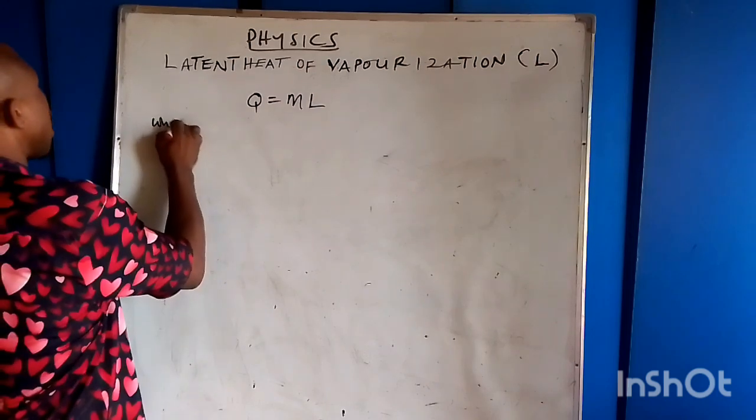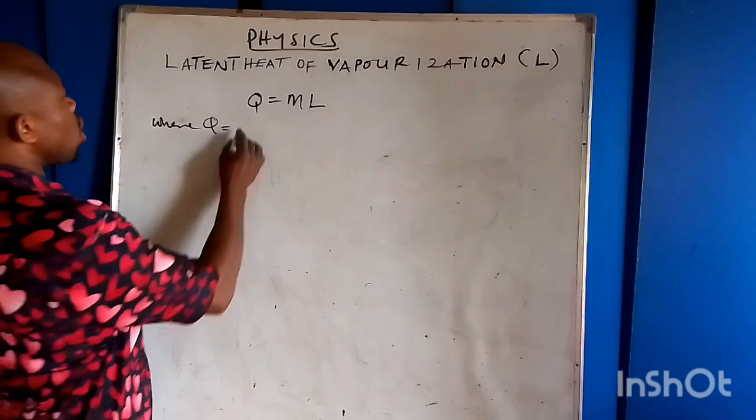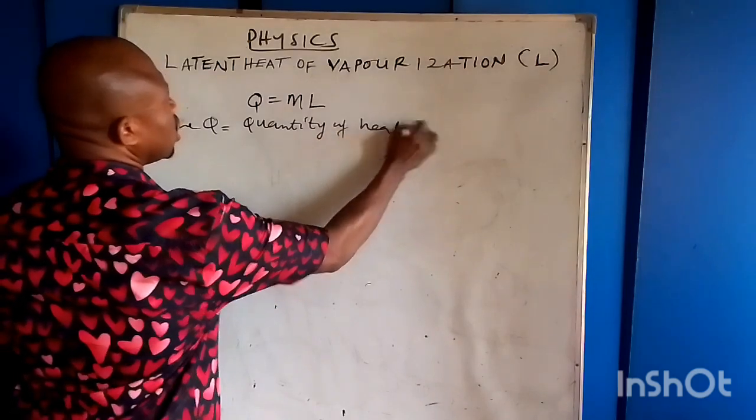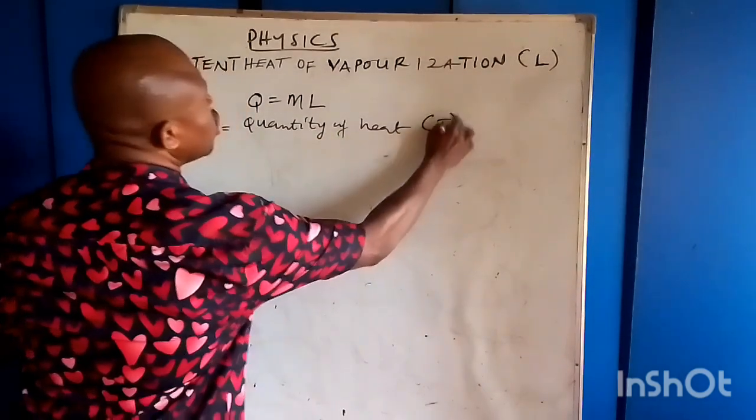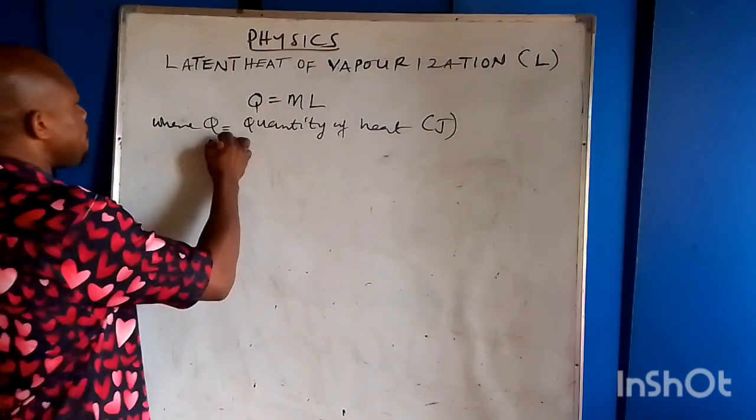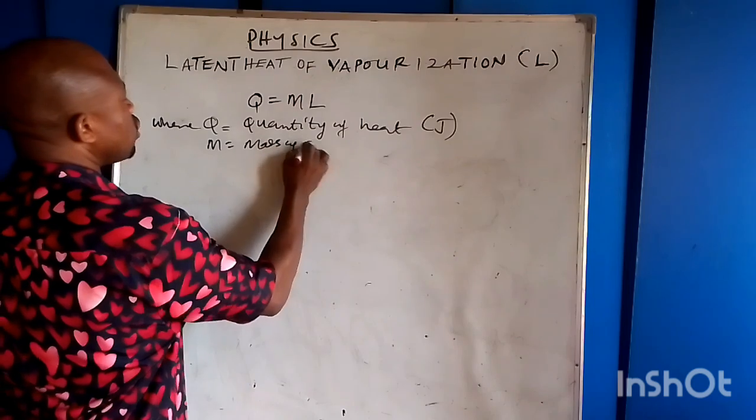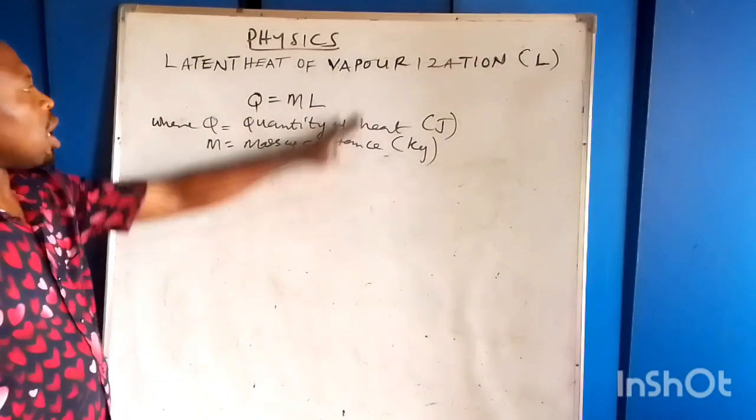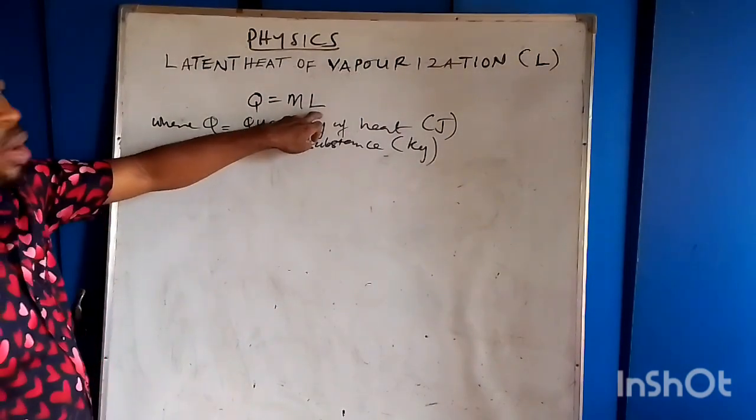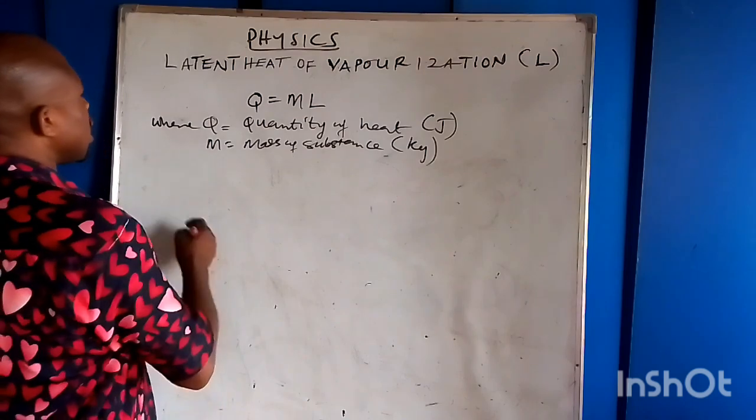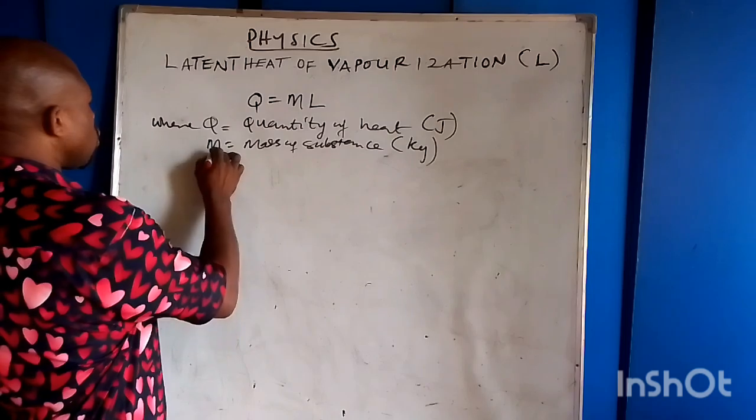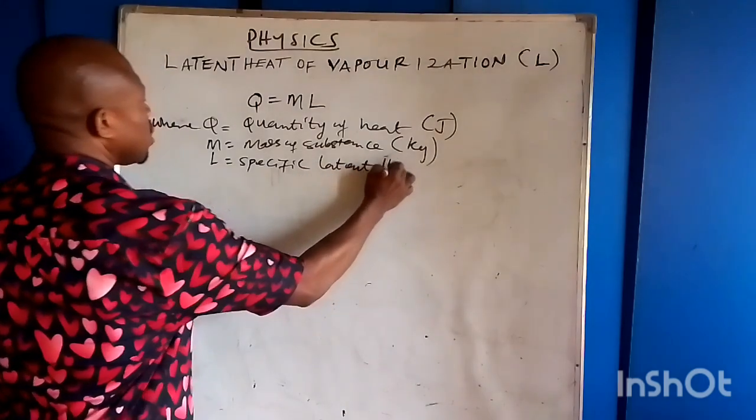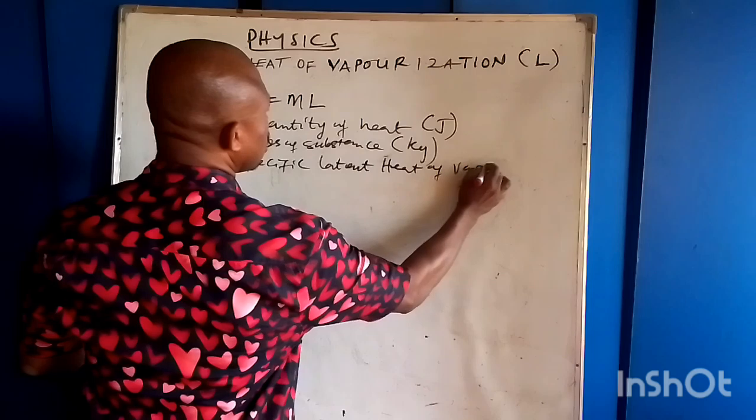So we now have Q = mL, where Q is the quantity of heat. Of course, that quantity of heat is measured in joules. M is the mass of the substance, measured in kilograms. And L here is the specific latent heat of vaporization.